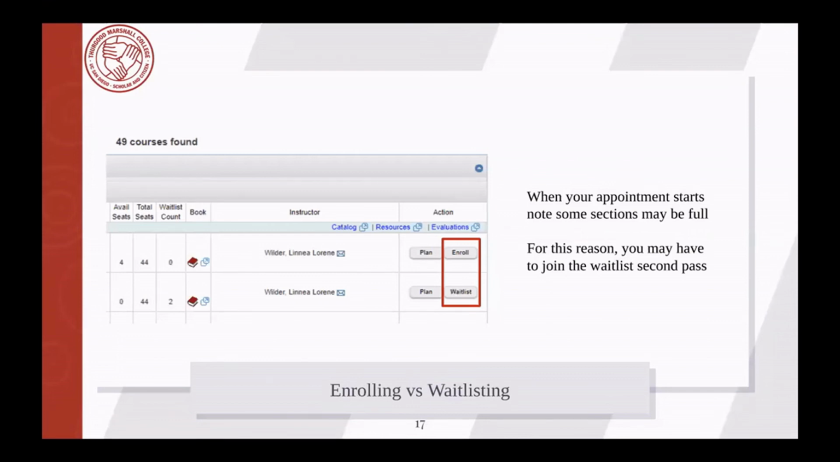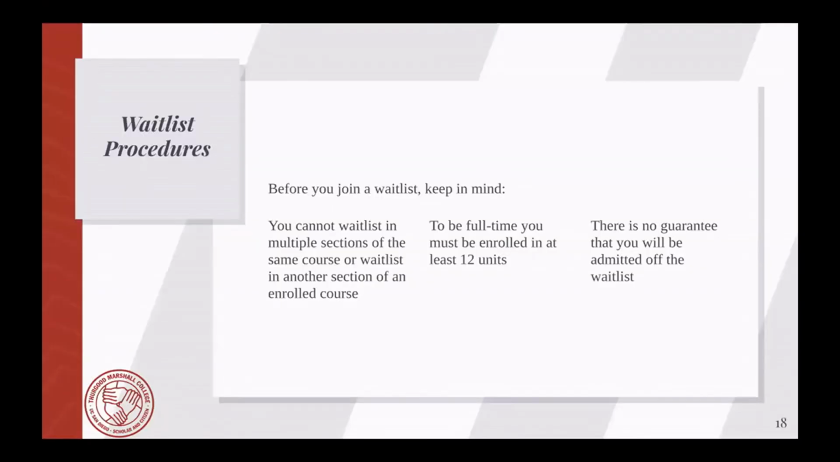During your appointment times, you will have the opportunity to enroll in your planned courses. If it's your second pass and there are no seats available, you can also add yourself to the waitlist instead. If you need to waitlist in a course, here are a few things to keep in mind. You cannot waitlist in multiple sections of the same course or another section of a course in which you are already enrolled. Next, to be considered a full-time student, you must be enrolled in at least 12 units. This does not include waitlisted units. Lastly, there is always a chance that you will unfortunately not be admitted off the waitlist.